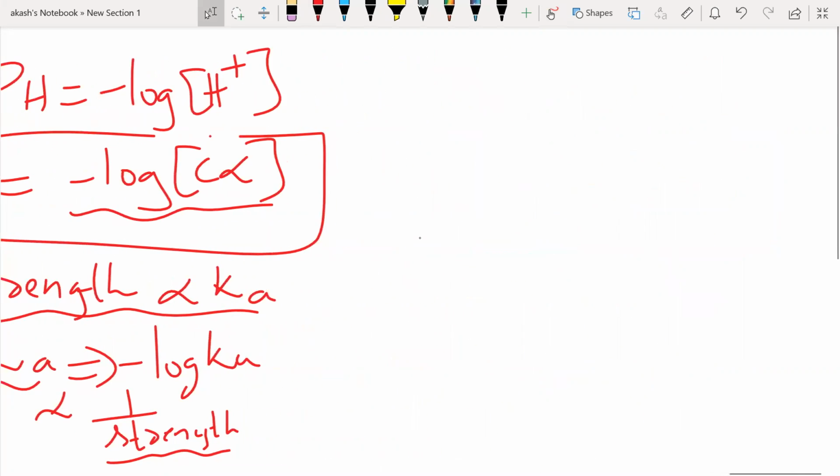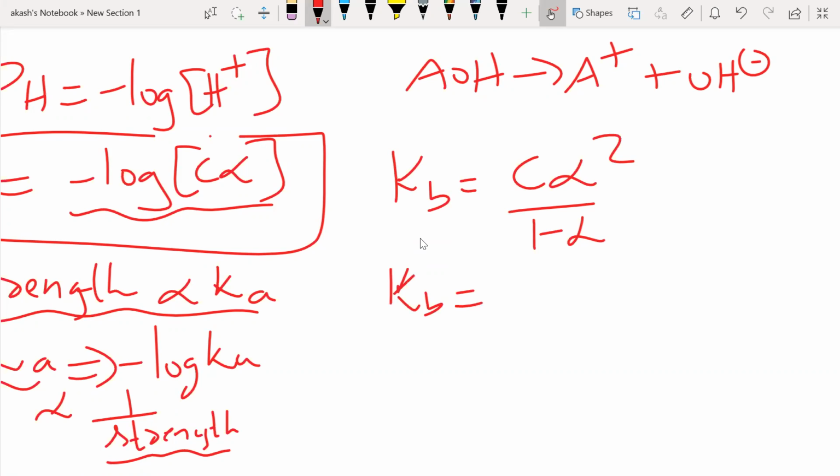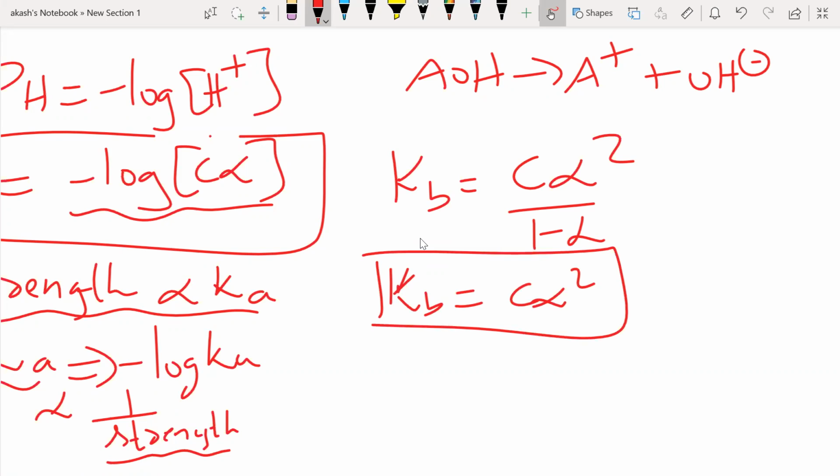Same thing, exactly the same thing, but I'm not going to spend time. I'm just going to write the reaction. So it will give me A plus OH minus, right? So again, you will write Kb. In this case, it's a base, so it's called the base dissociation constant. Again, everything will be the same. C alpha squared divided by 1 minus alpha. Again, I'll be able to simplify it to just Kb is equal to C alpha squared.